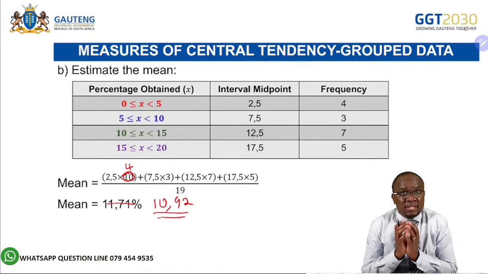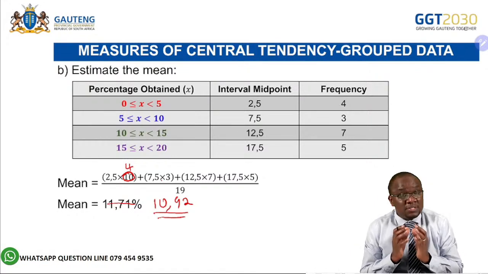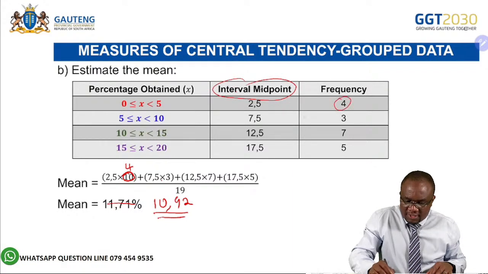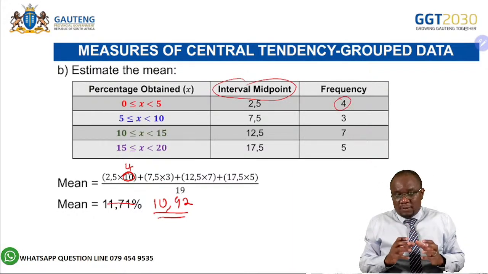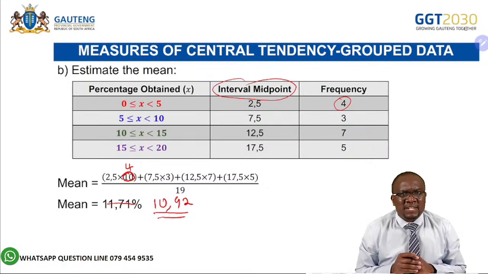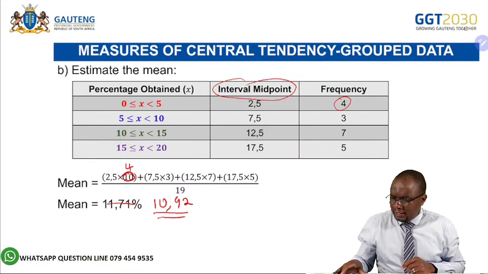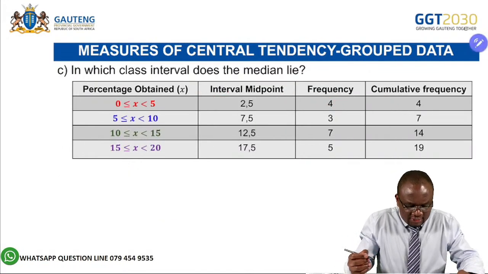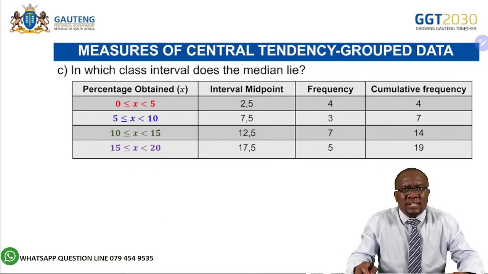But the main thing here, please understand what you're supposed to do: find the midpoint of the interval, and then the frequency, and then you multiply them, you get the products, and after that you add them and divide by the number of data items. Okay, right, let's go to the next one. It says, in which class interval does the median lie?